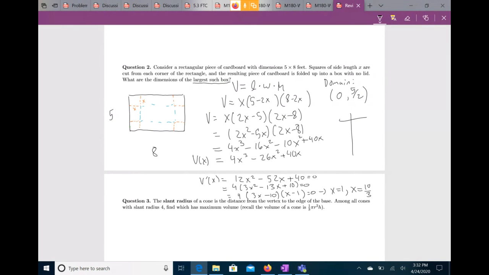And if you plug those in, you would just get 0. So I really only need to test x at 1 and 10/3. Since my original function was a cubic, one of these will be a max and one of them will be a min. You could plug these in, or you could do a sign chart to determine which one's a max and which one's a min. So let's do that.